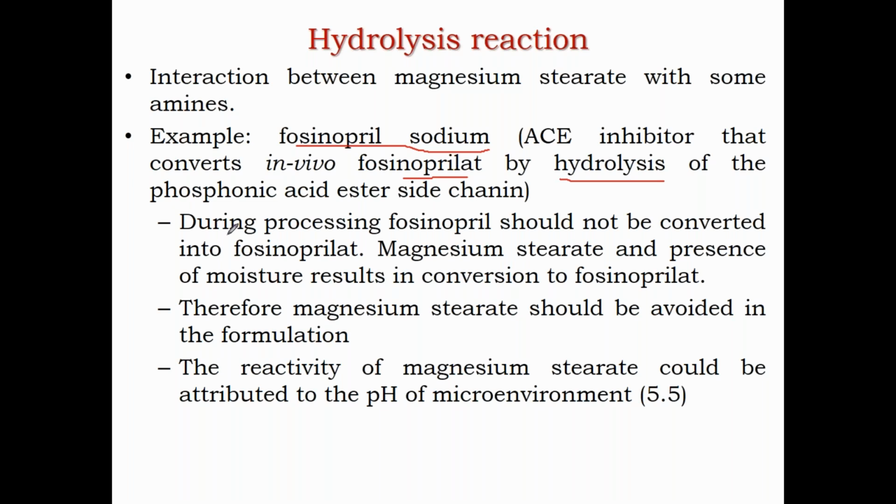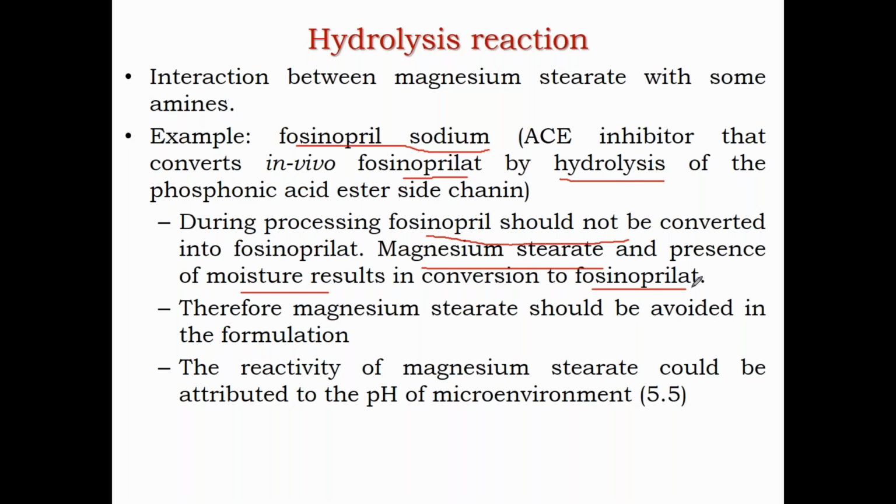Now what they observed is during processing of this fosinopril, that is during the formulation process, they had added magnesium stearate as an excipient. That is a lubricant. And what happened is, in the presence of moisture, this magnesium stearate interacted such that it converted the fosinopril to fosinoprilat, not in vivo but during the processing itself, which was a drawback because this fosinoprilat was supposed to form inside, not outside during the formulation. It will lose its activity.